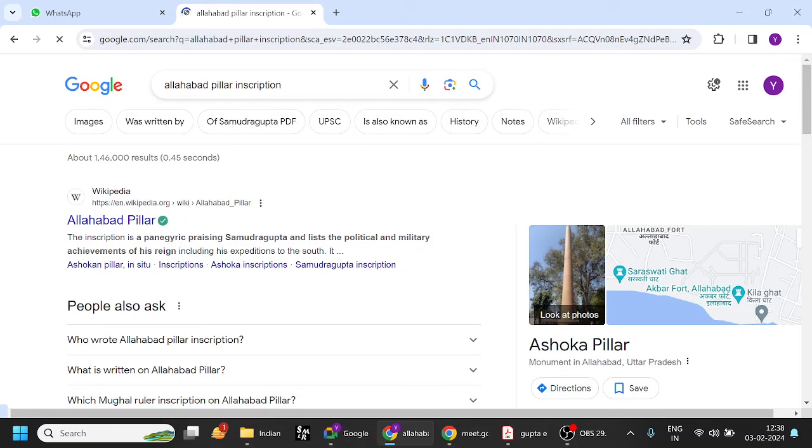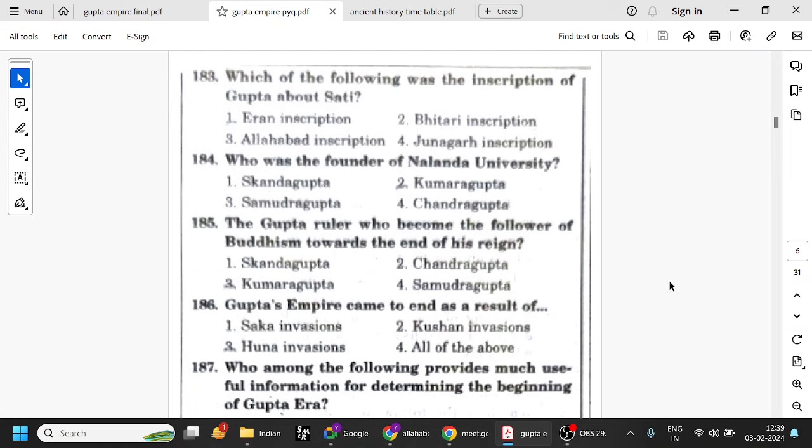Samudragupta. So try to remember that. Samudragupta, Allahabad inscription. All the other inscriptions mostly belong to Skandagupta. So don't get confused. Samudragupta comes in the beginning. Skandagupta is one of the later ones.